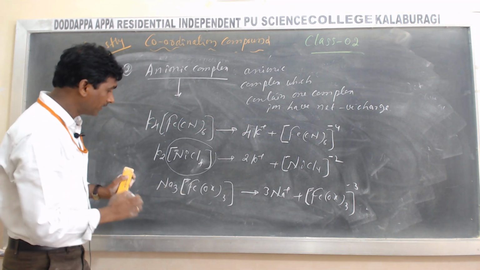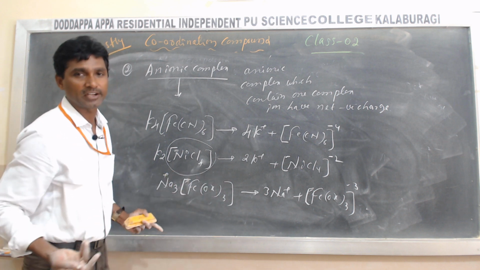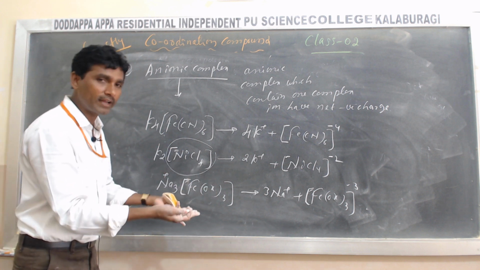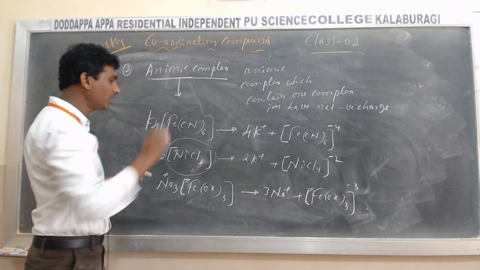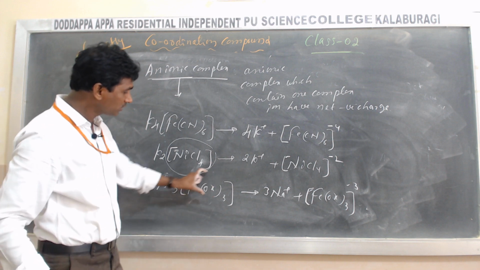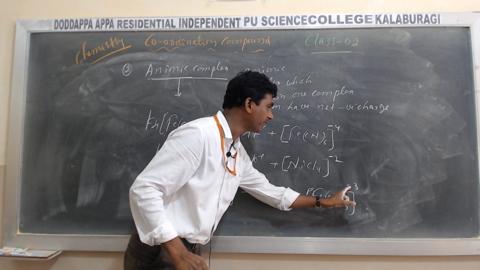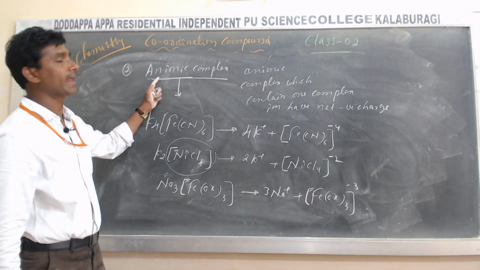So here Na is positive. Automatically the square bracket is negative. Square bracket is negative means the coordination entity is negative, it is an anionic complex. So this coordination entity, or complex, has a negative charge, so it is called an anionic complex.